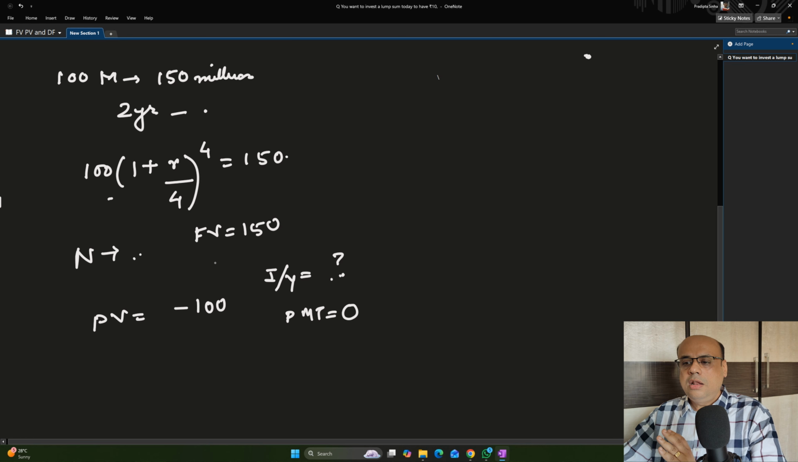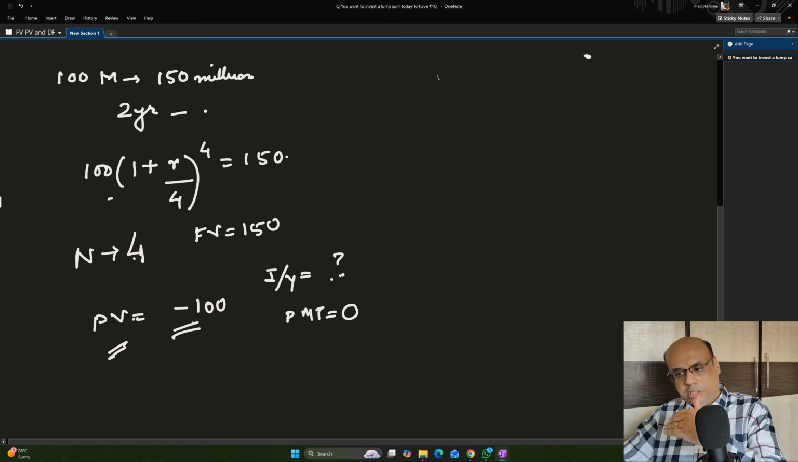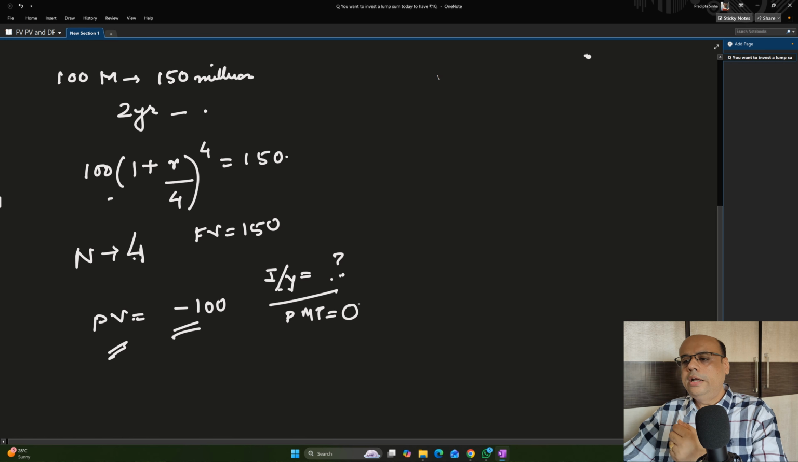Okay, one is n, which is the number of periods. In this case it is 4. One is the final value, which is the amount I am getting. So 150 is positive because I will be receiving. The present value is minus 100 because I am giving. I by Y is the rate that I would be expecting for my investment. And since there are no interim interest payouts in my account, the payment, PMT, the full form is payment, is 0.